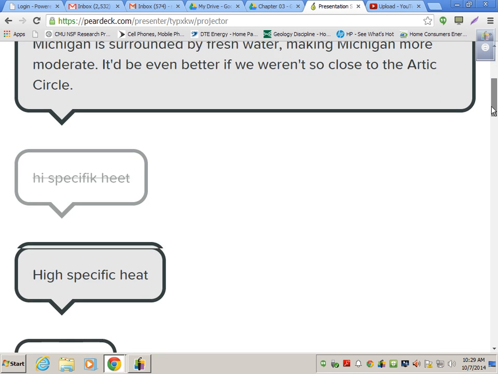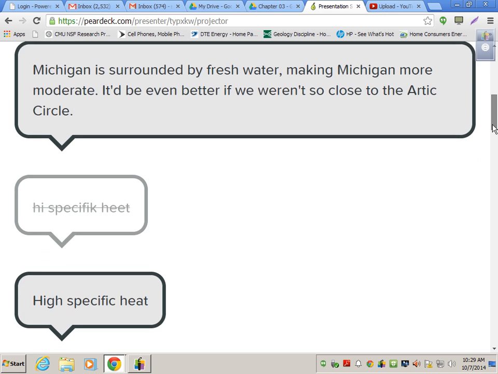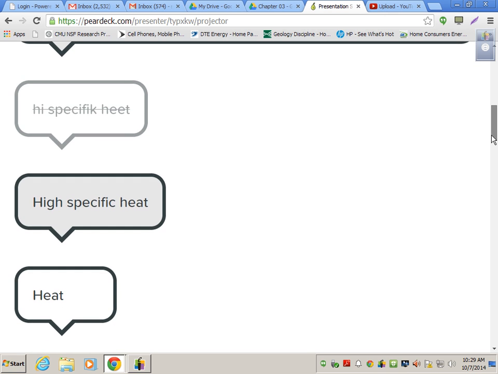Let's see what else we have. It'd be even better if we weren't so close to the Arctic. That's true. That's true. Or closer to the equator. Okay.